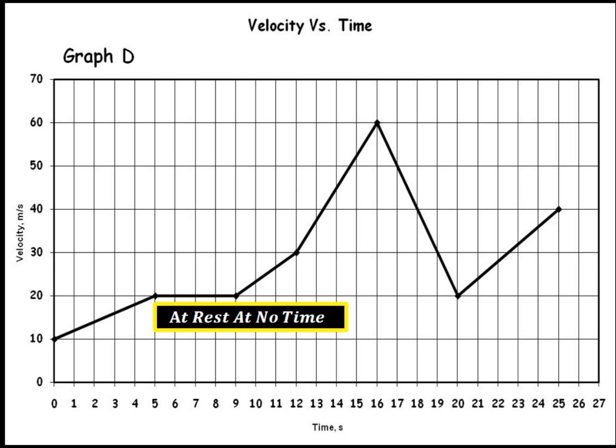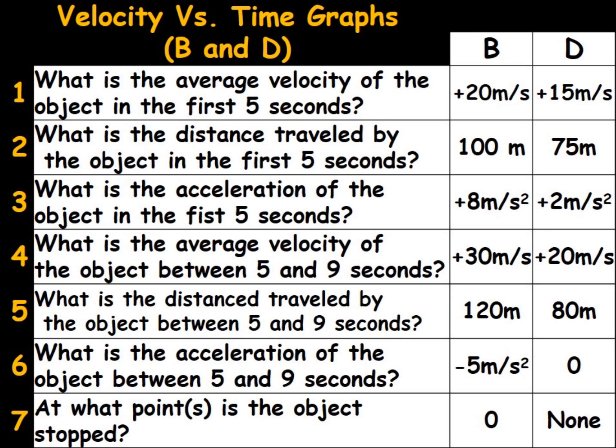All right? So that's going to conclude this particular worksheet. Then we're going to go on to a more challenging set of worksheets. We're going to actually continue with this, but it's going to be a little bit more complicated. So 0 and none is the answer to number 7.